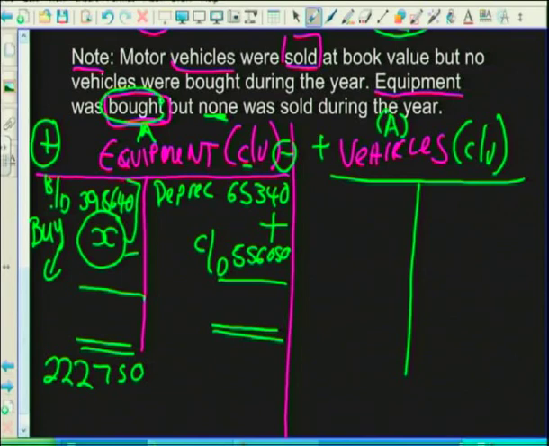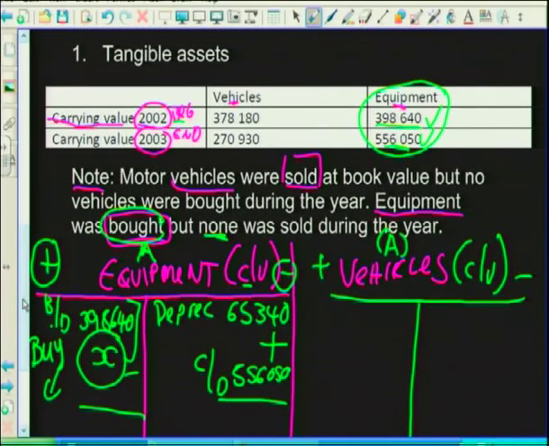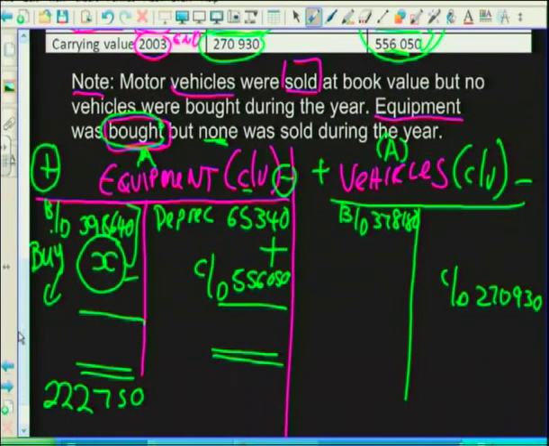So your vehicles, again, asset plus minus. Let's go back a bit. At the beginning of the year, your vehicles had a carrying value of 378,180. So I brought down 378,180. Then at the end of the year, my vehicles have a carrying value of, so end of the year is carried down, 270,930.